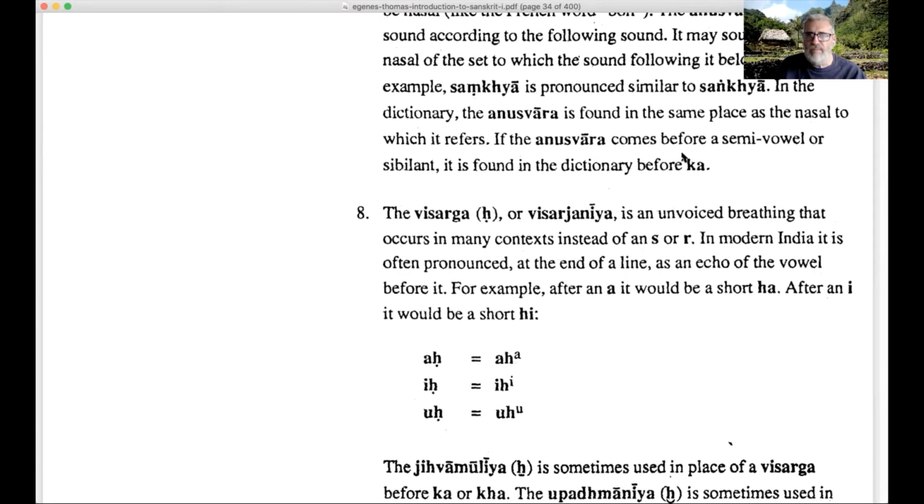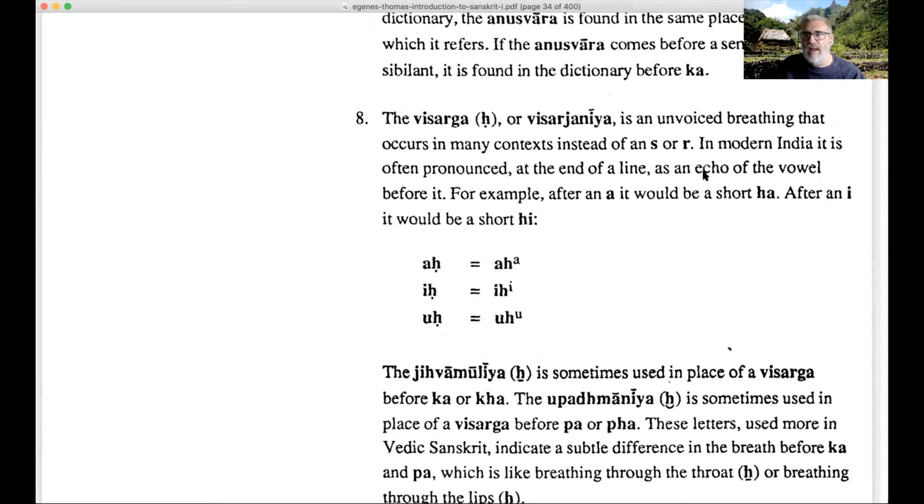If the anushwara comes before a semivowel or a sibilant, remember what the semivowels are? Ya, ra, la, va. Or a sibilant, what are the sibilants? The S sounds: sha, sa. It is found in the dictionary before ka. So if an anushwara comes before a semivowel or a sibilant, it's found in the dictionary before ka. Something you can know now, you can forget, don't worry about it. It doesn't really matter. You'll figure out how to use the dictionary. Okay, that's about anushwara. So now visarga.